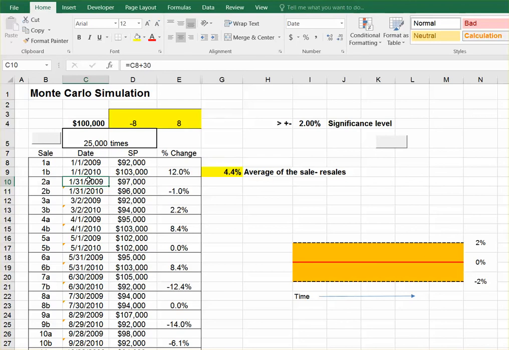Now, the other thing we talked about then was a significance level, and I'm suggesting around 80%.